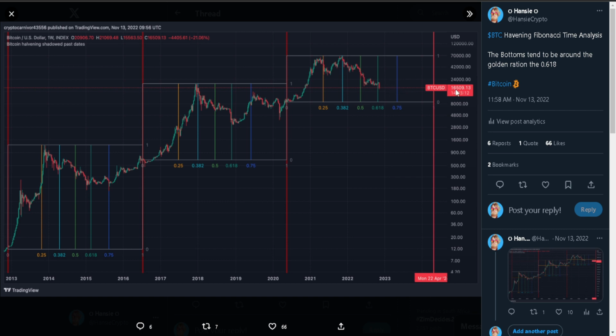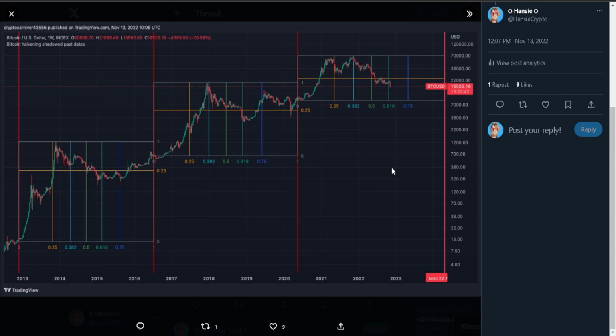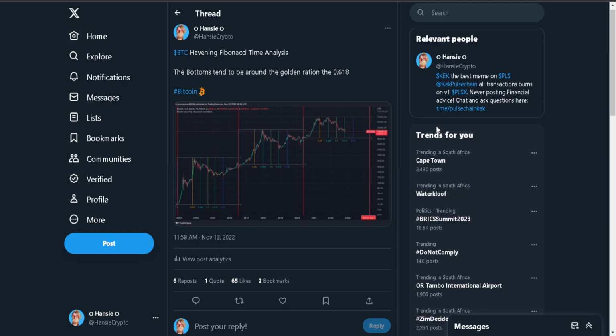You can see the price here at 16K. The bottom tends to be around the 0.618. And if we go over here, yeah, it's the same thing.